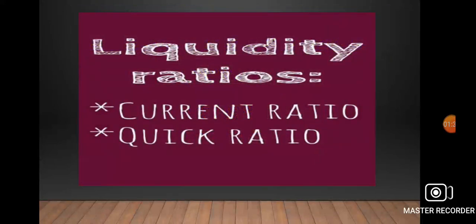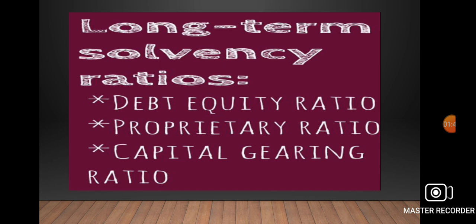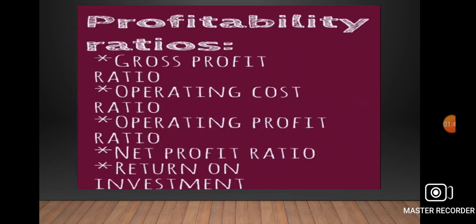The first one, liquidity ratio. Under the liquidity ratio, current ratio and quick ratio. Then long-term solvency ratio: debt equity ratio, proprietary ratio, then capital gearing ratio. Then finally profitability ratio. Under the profitability ratio: gross profit ratio, operating cost ratio, operating profit ratio, net profit ratio, then return on investment. So these are all the profitability ratios.